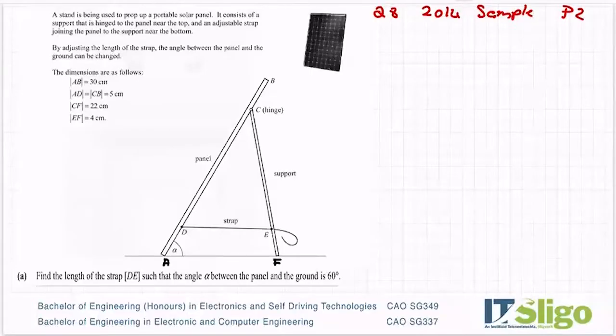Right, let's have a look at this one. So this was the 2014 paper. A stand is being used to prop up a portable solar panel. It consists of a support that is hinged to the panel at the top and an adjustable strap joining the panel to the support near the bottom. By adjusting the length of the strap, the angle between the panel and the ground can be changed. The dimensions are as follows.